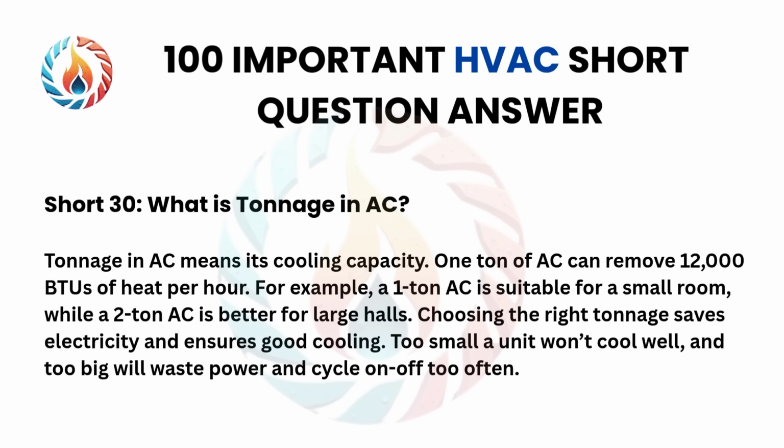For example, a 1-ton AC is suitable for a small room, while a 2-ton AC is better for large halls. Choosing the right tonnage saves electricity and ensures good cooling. Too small a unit won't cool well, and too big will waste power and cycle on-off too often.